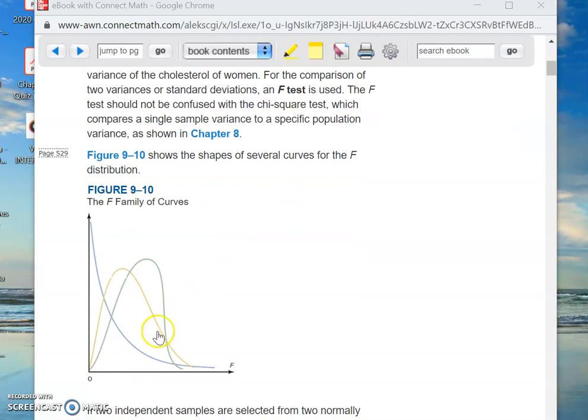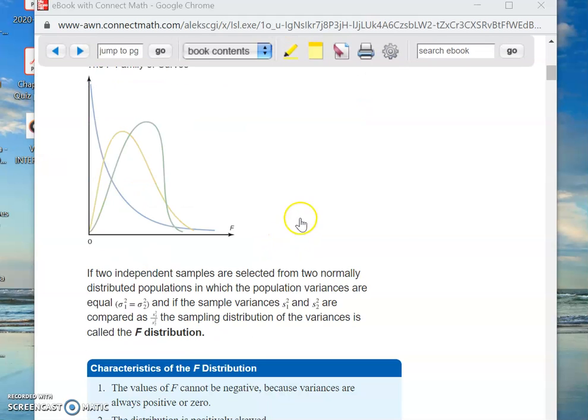All right, so here we go. The F distribution is a family of distributions. Here's the gist of it. If you are taking two independent samples, and they have to be independent, from two normally distributed populations, so you've got population number 1 and population number 2.